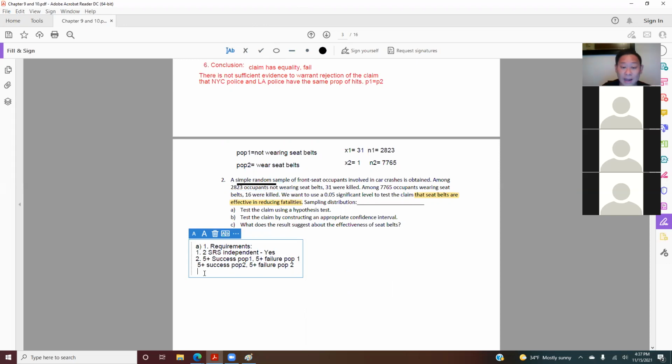You look at your X. So if you look at your X in this case, you notice that your X1, the success for population 1, is called X1. In this case, we found out it's 31, and 31 is 5 plus.